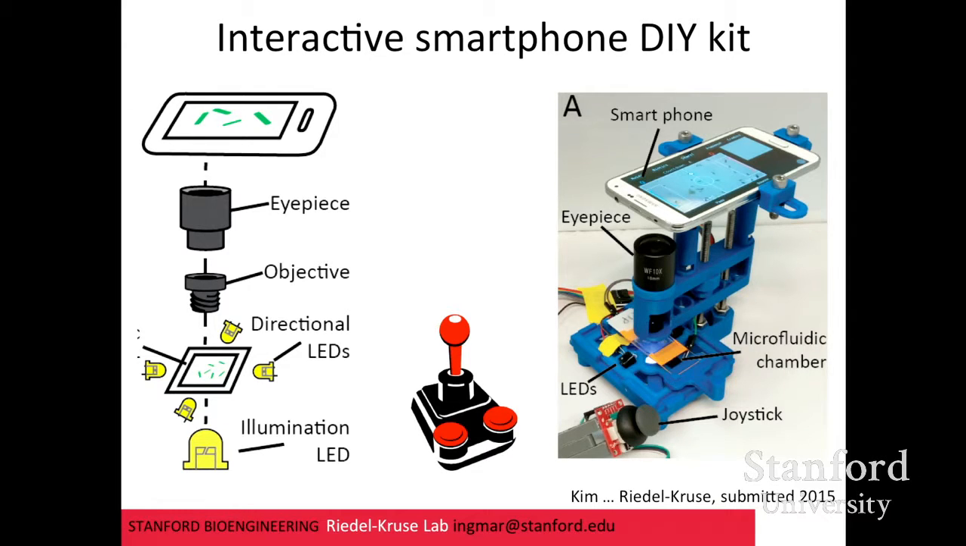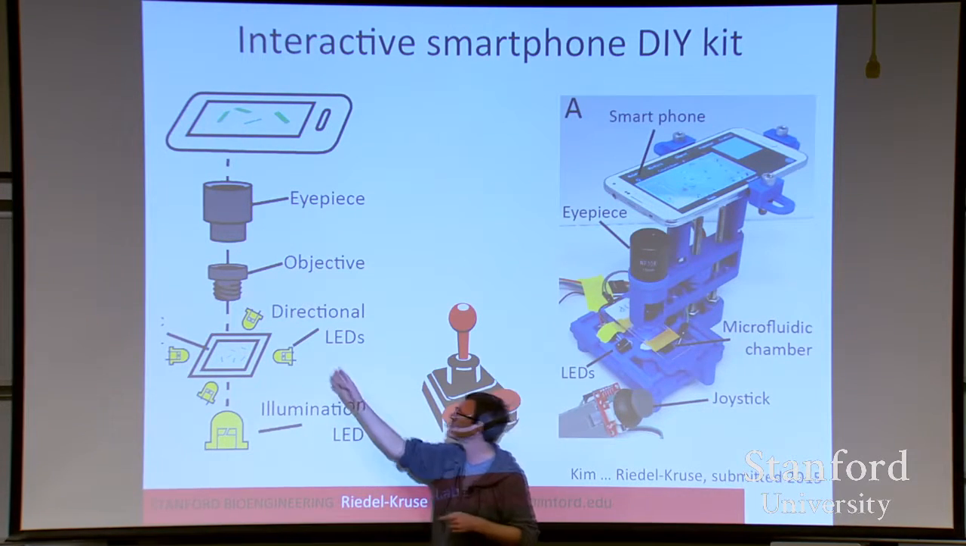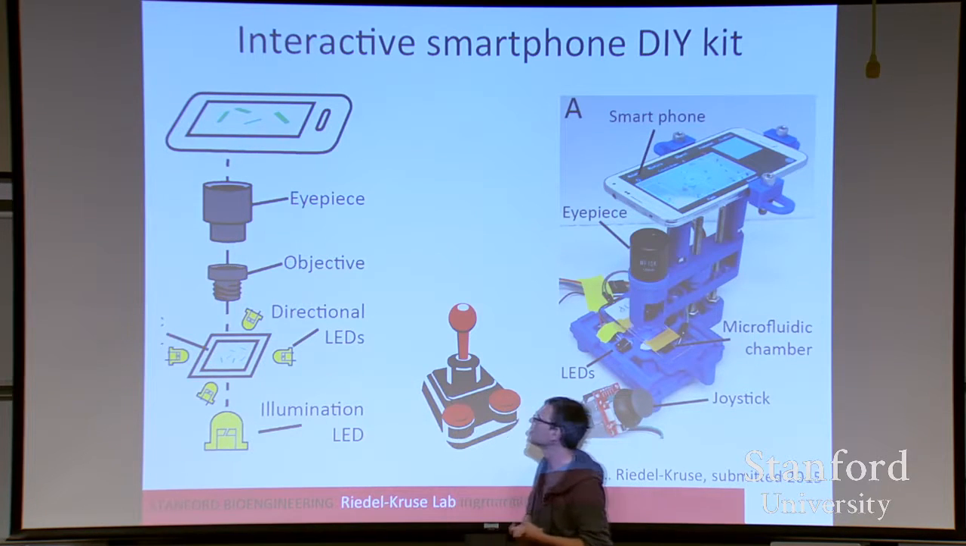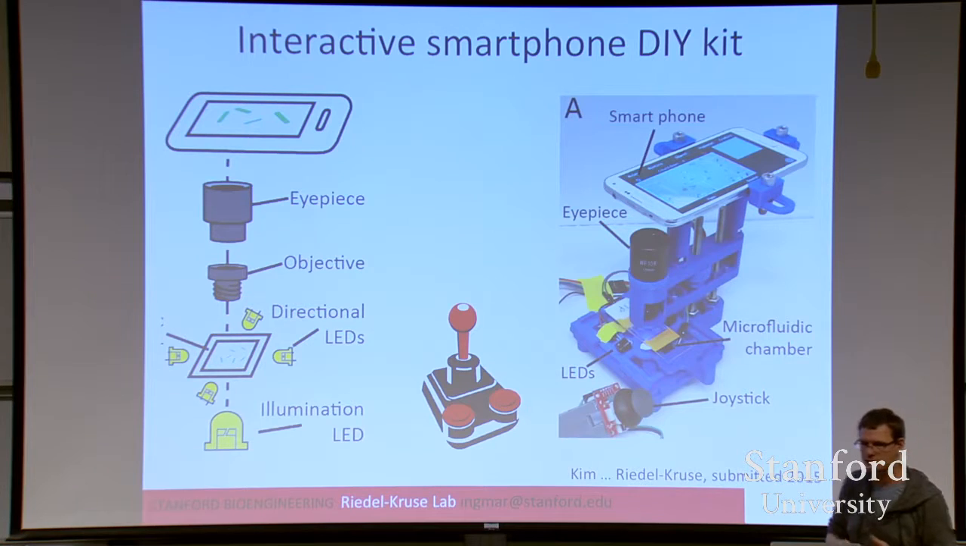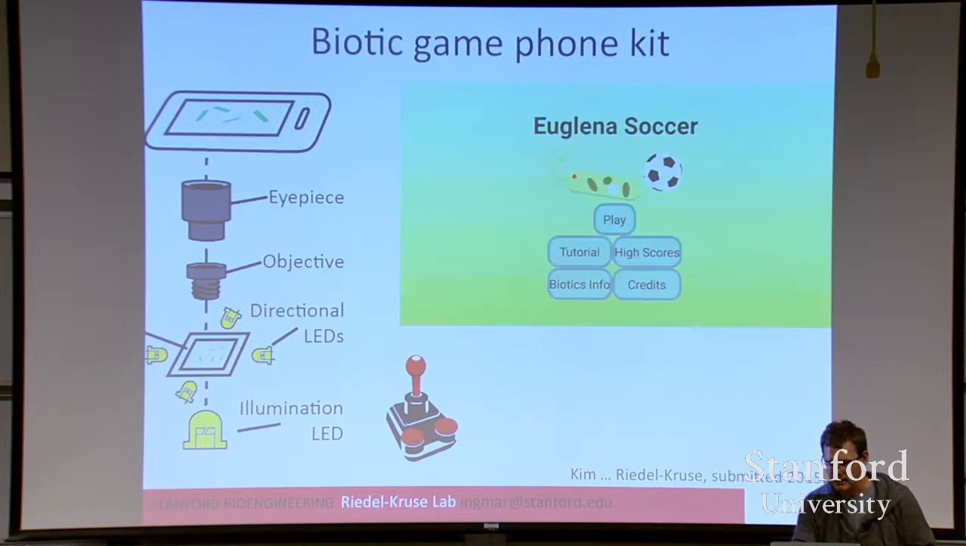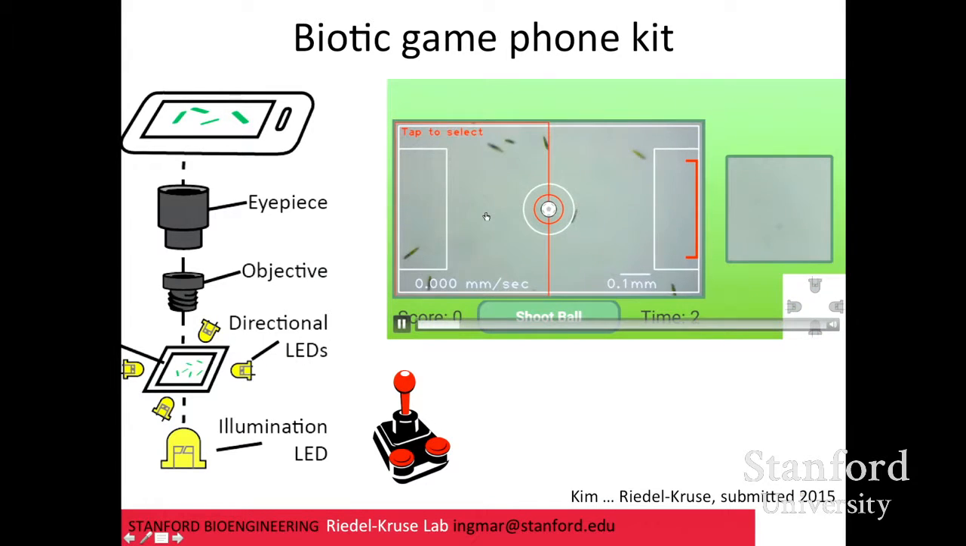Basically, you construct a device. You have a little microfluidic chamber here, again where these organisms live. We have 4 LEDs from 4 sides, so by actuating each of them, you can drive these cells around. And then there's some simple optics that basically puts it on the phone. And then we can make games with that, similar to what you've seen before, but now a little bit advanced.